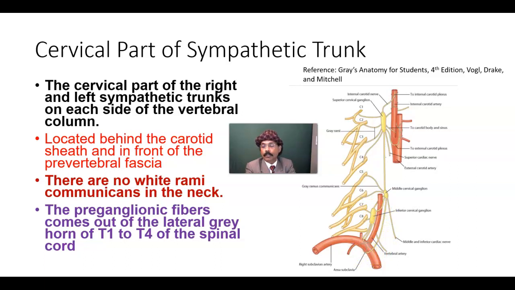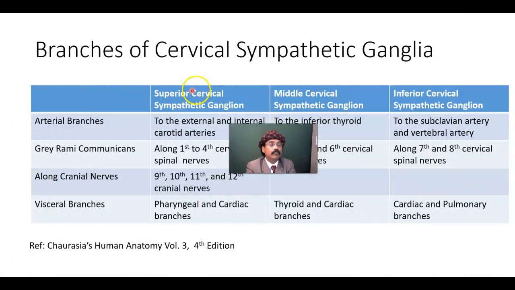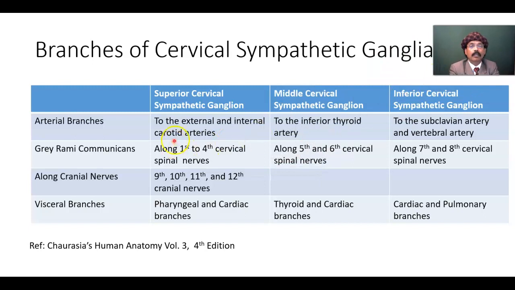Okay, we got that. Now, branches of cervical sympathetic ganglia, we have arterial branches. It passes over the arteries like that of the external and internal carotid arteries to reach the target organ. It passes over the tunica adventitia of the blood vessels. Middle cervical sympathetic ganglion, it passes along the inferior thyroid artery. And the inferior cervical sympathetic ganglion, it passes to the subclavian artery and the vertebral artery.